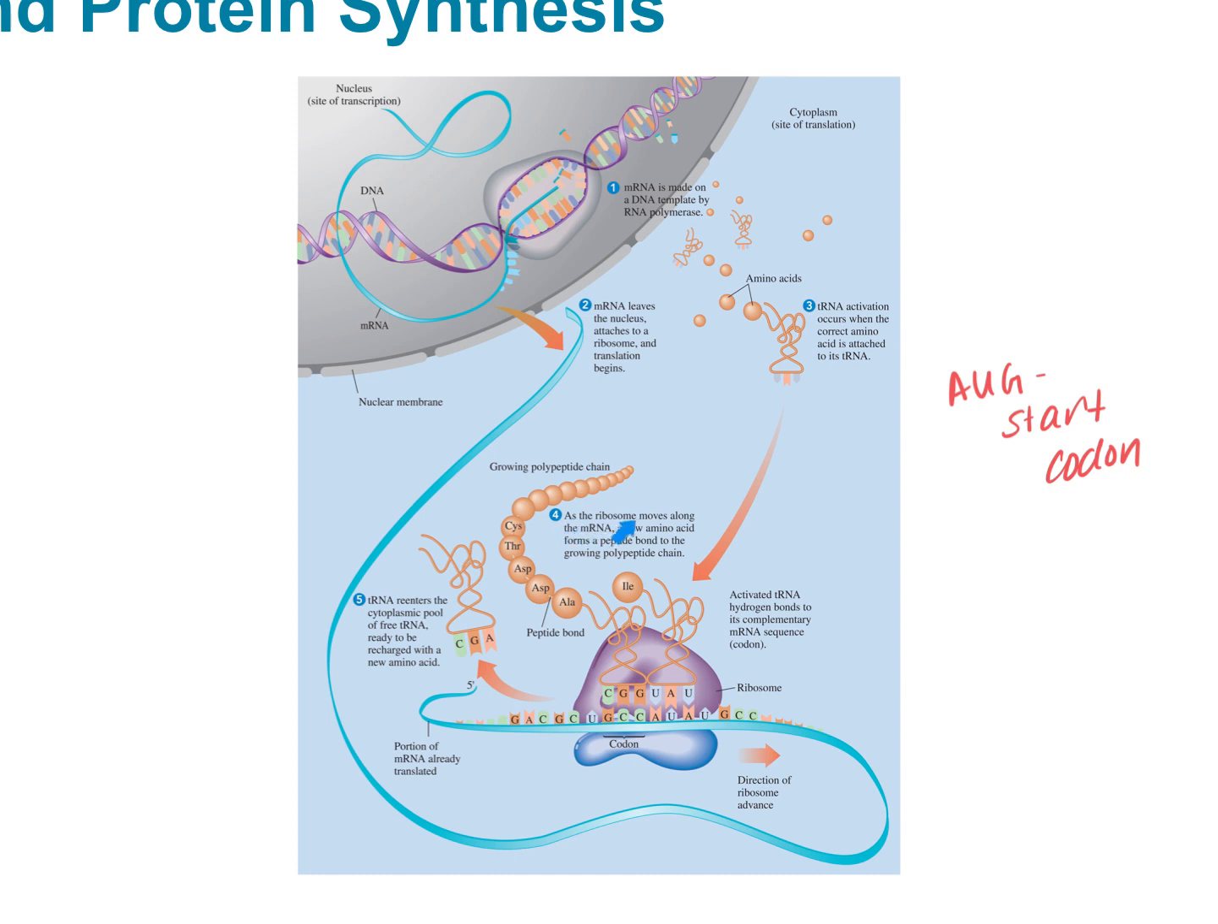And so as the ribosome moves along, the mRNA, a new amino acid forms a peptide bond, and we grow the polypeptide chain here. We see the activated tRNA hydrogen bonds, right, to its complementary. And so it just kind of, these come in, they pop on, right? And then we're building the peptide chain here. And then the tRNA re-enters the cytoplasmic pool of free tRNA ready to be used again. So it just kind of comes along.